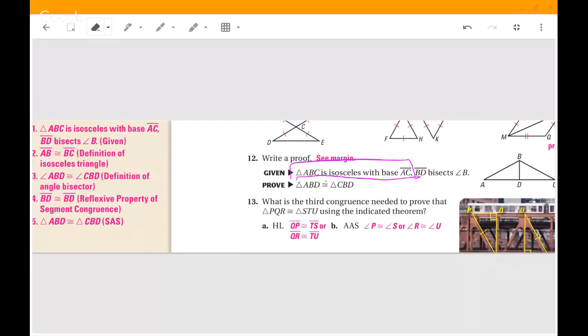Yeah, that your two sides are congruent. So we'll know that AB and BC are congruent, and that would be because of the definition of an isosceles triangle. Now, it also tells us that BD bisects angle B. So what does that tell us about that angle?